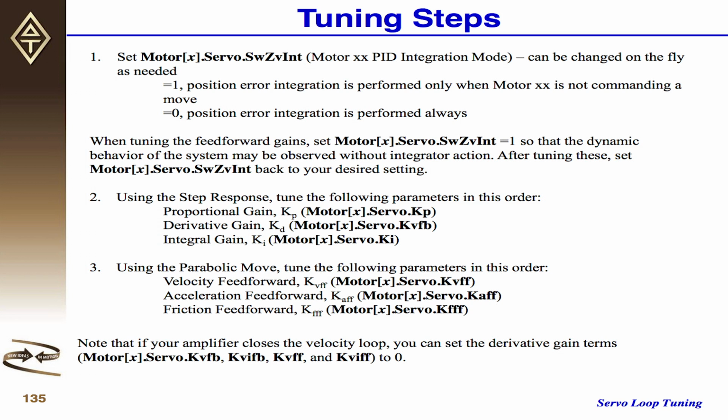Lastly, to note, if you're using a velocity mode amplifier, then you just set all of the derivative gain terms equal to 0, so KVFB and KVFF. That's because your amplifier will actually be closing the velocity loop for you.